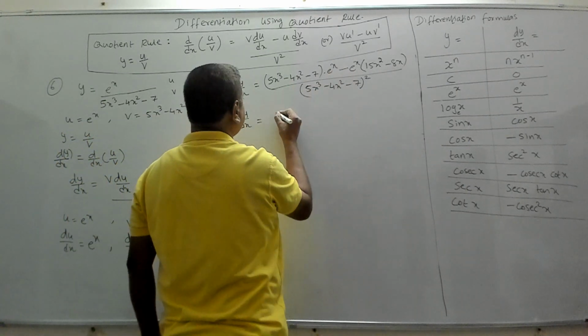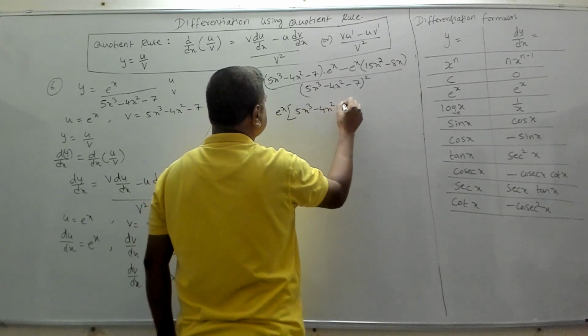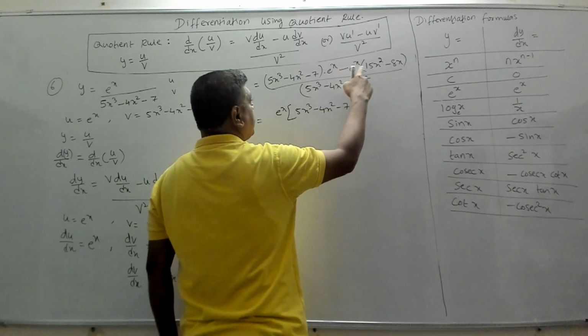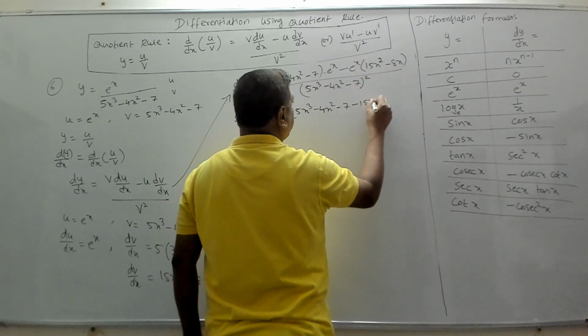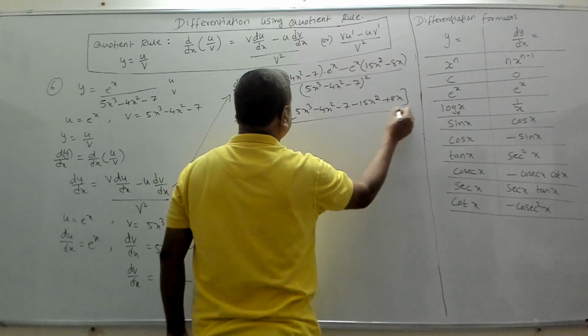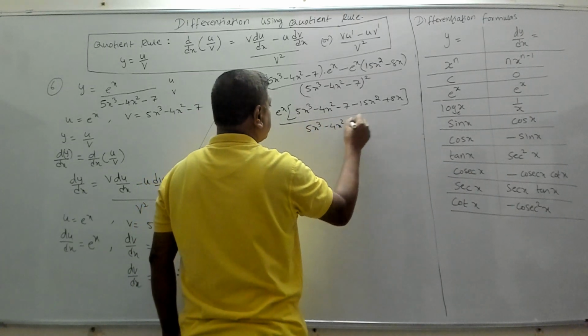Now e power x is common in both. So if you take e power x common, you get 5x cube minus 4x square minus 7, minus. Since e power x is taken out, it becomes minus into 15x square is minus 15x square. Then minus into minus 8x is plus 8x, by this one as it is, 5x cube minus 4x square minus 7 the whole square.